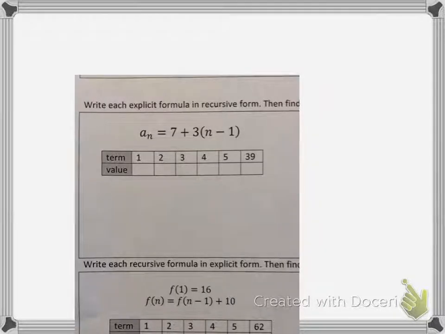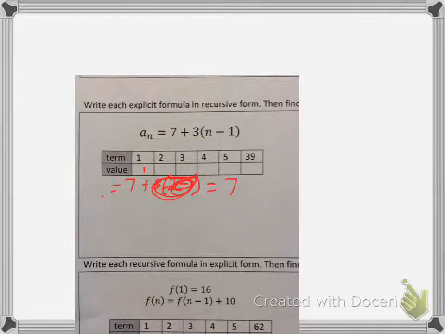This first problem says write an explicit formula in recursive form, then find the value of each term. I'm going to start by finding the value of each term because I have an n value here, which will be my term numbers. So I'm going to substitute that n value of 1 in and see what happens. A1 equals 7 plus 3 times 1 minus 1. 1 minus 1 is 0. 0 times 3 is 0. So 7 plus 0 is 7. So the first term in my sequence is 7.